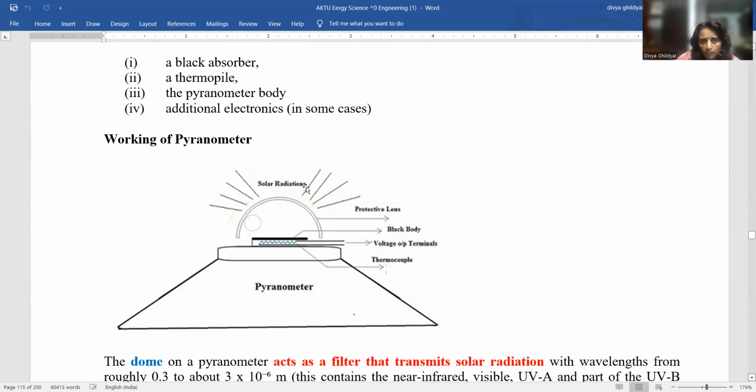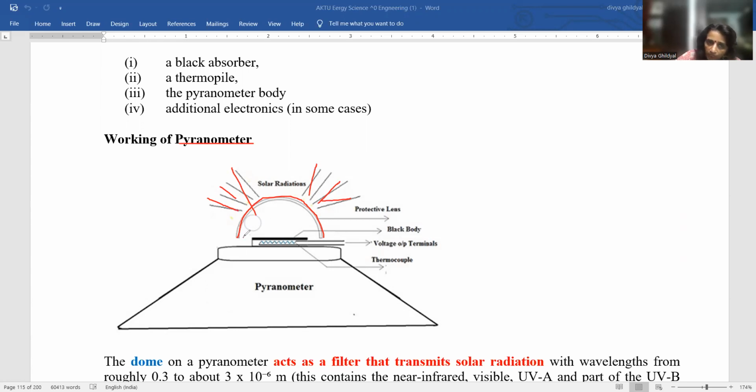Along with me, you can just write what every part is doing. See, pyranometer is different from other devices because it has this dome shape. Why is this dome shape very useful in solar physics? Because this shape helps me in collecting the maximum amount of solar radiation.